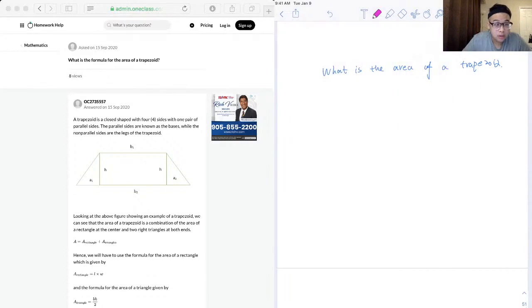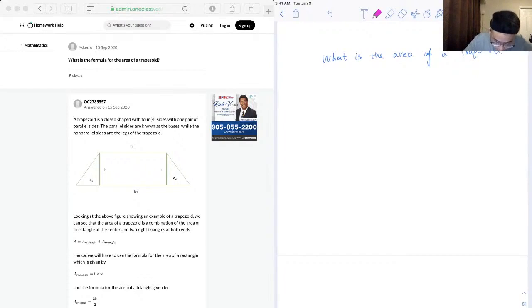A trapezoid is a closed shape with four sides with one pair of parallel sides, and the parallel sides are known as the bases, while the non-parallel sides are the legs of the trapezoid. And let's draw a graph. Let's call this h, which stands for height, and that's A1, A2. And that's B1, B2.